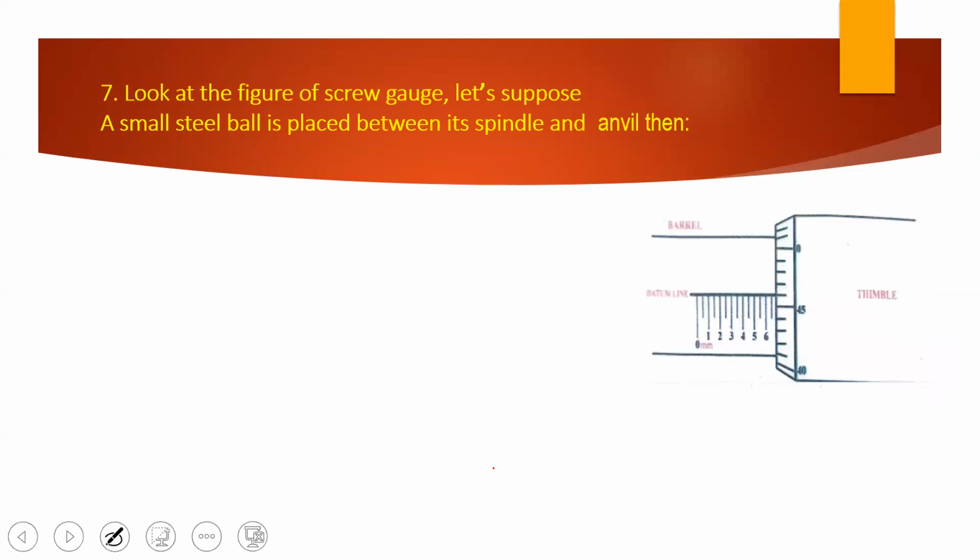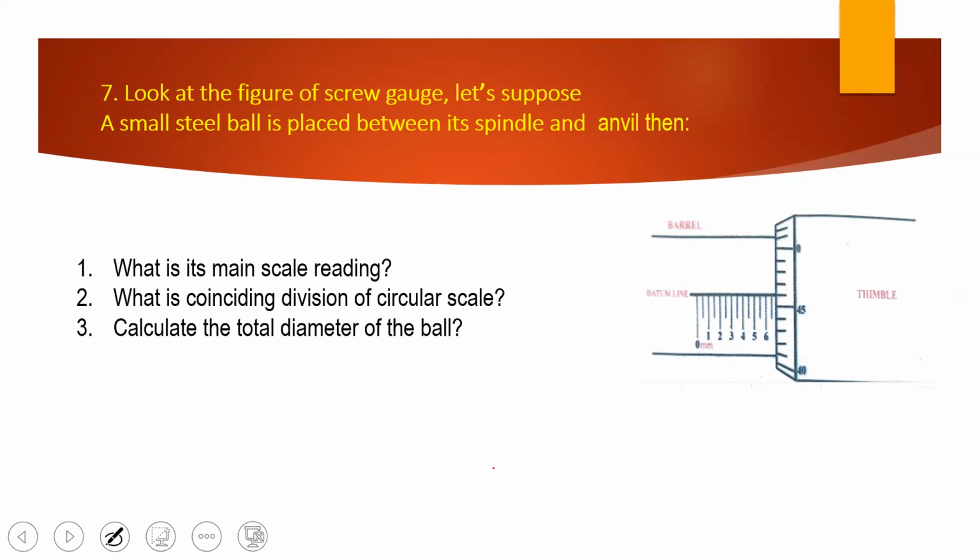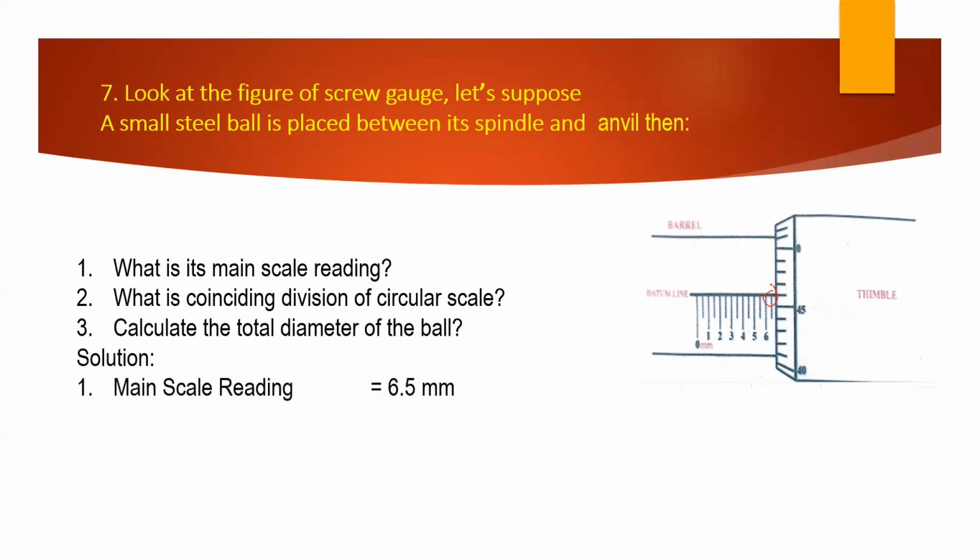Come towards the last question of this exercise. Look at the figure of the screw gauge. Let's suppose a small steel ball is placed between its spindle and anvil. They were asking what the main scale reading is, what the coinciding division of the circular scale is, and to calculate the total diameter of the ball. The main scale reading is passing from 6.5, this point, so the main scale reading will be 6.5 millimeters. The circular scale division is passing from 45 and it is coinciding at 46.